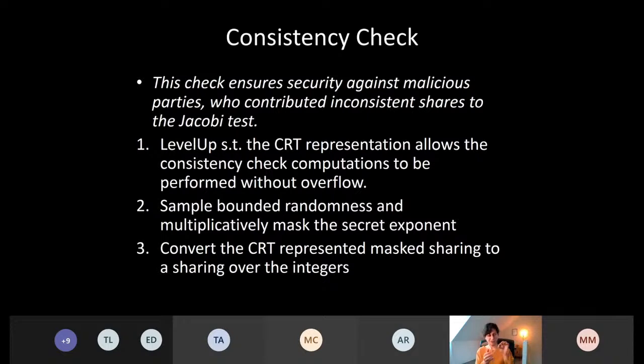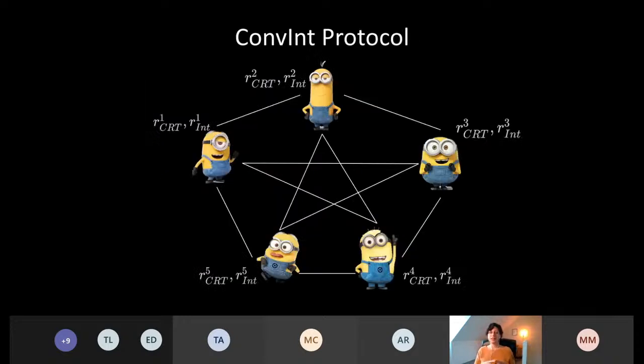And then we have another protocol that converts CRT sharings into sharings over the integers. The rest of this protocol, by the way, is only broadcasts and reproducing the Jacobi test, so I'm not getting into any further details. I will only focus on this conversion to integer protocol. The first step is to sample bounded randomness that lives in two spaces at the same time. We have the CRT representation of the randomness, and we also have a sharing of the same value over the integers. So as you see on the slide, each party holds two shares, one of the CRT representation of the randomness and one of the randomness over the integers.